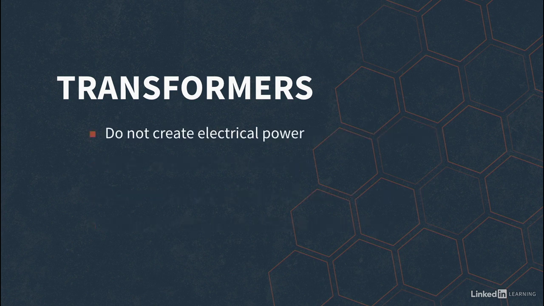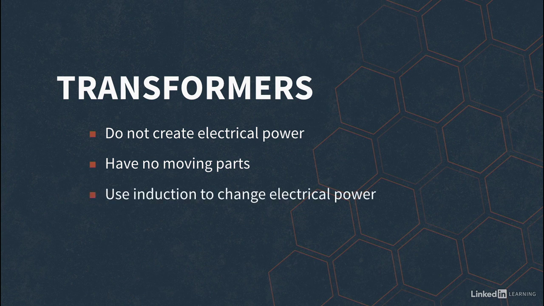A transformer does not create electrical power, nor does it have any moving parts. It changes electrical power from one AC circuit to another through induction. In order to understand the advantages and uses of a transformer, let's first look at the basic transformer parts.